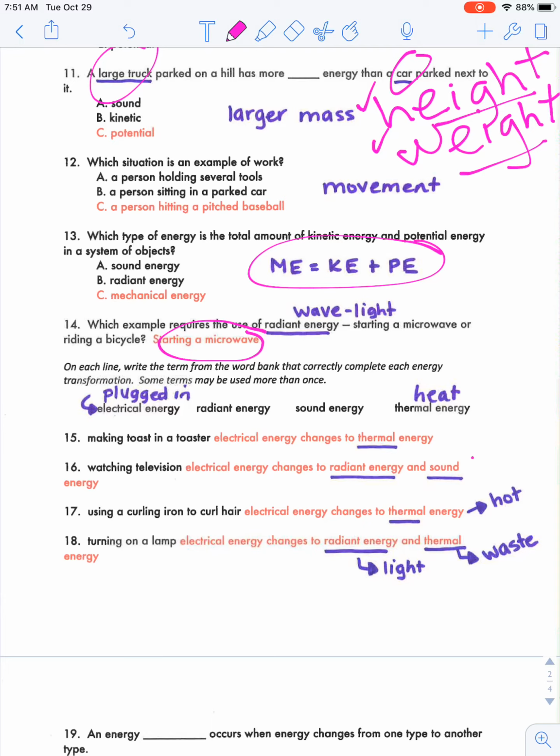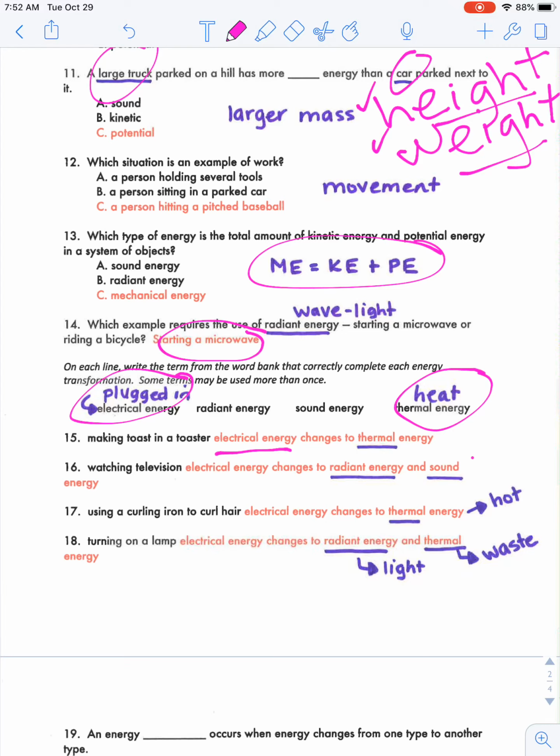So here are some energy transformations. On each line, write the term from the word bank that correctly completes each energy transformation. So anything that is plugged in is going to have electrical energy. Something that is hot is going to have thermal energy. To make our toast, we've got to plug it in, because if our toaster is not plugged in, it's not going to work. So we're going to change that electrical energy to thermal energy.